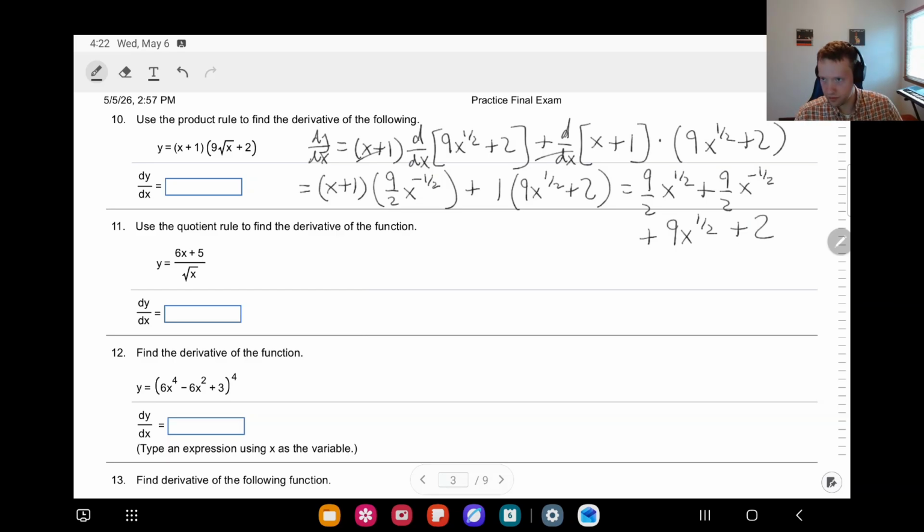So the only thing left is that we can combine like terms. Got a couple x to the 1 half terms. So those can combine. 9 plus 9 halves. Well, you want to write them as a common denominator to get a nice exact answer.